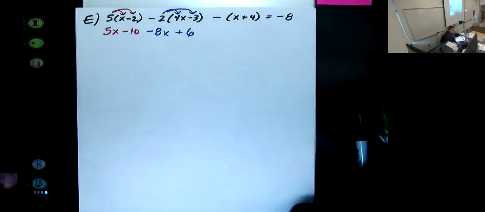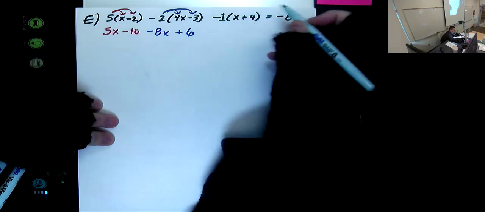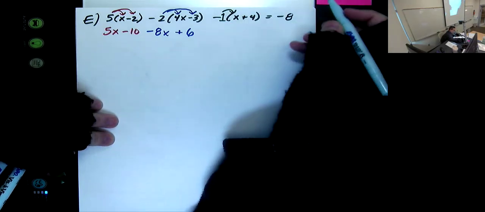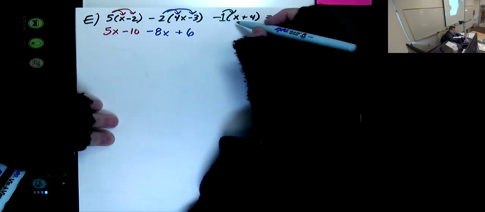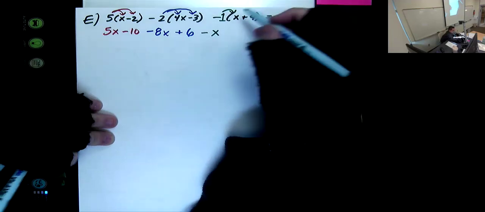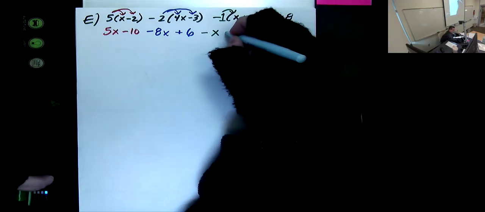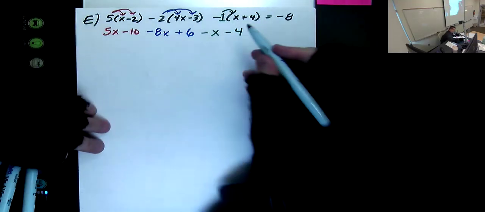And this negative right here has an unspoken 1. So if you want to put the 1 there to help with the multiplication, you have negative 1 times x, which is negative 1x, or just negative x. And negative 1 times 4 is negative 4. We still have the equals negative 8.